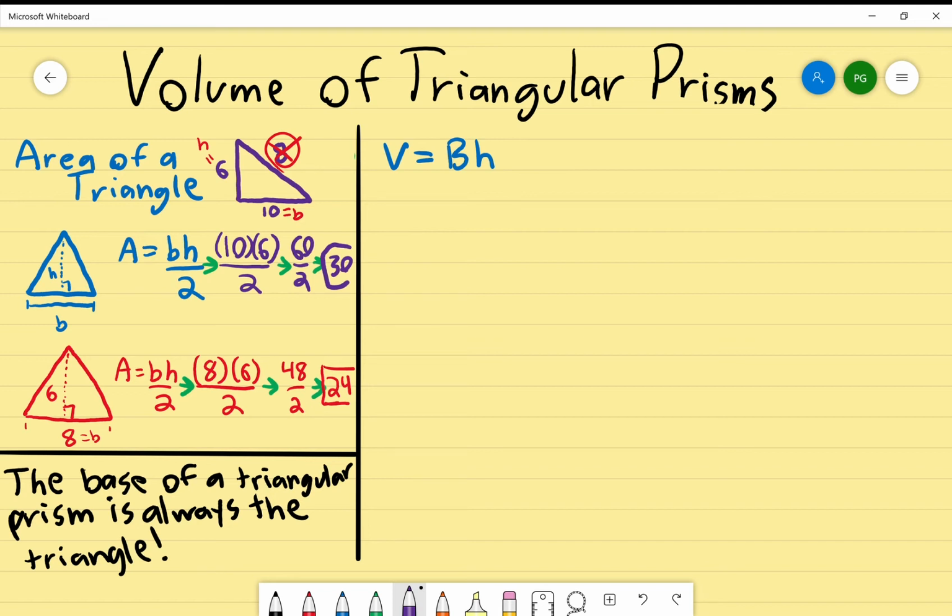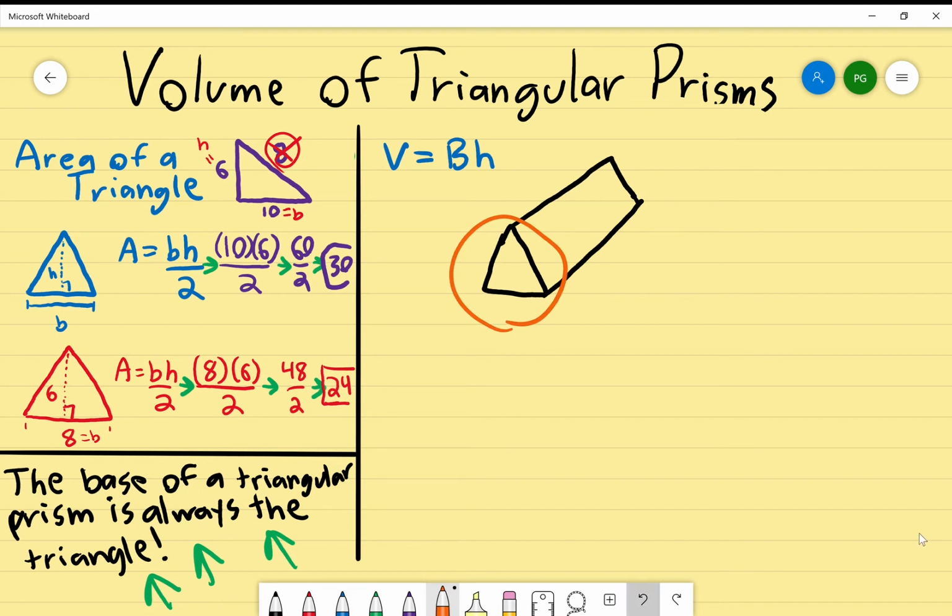Now let's move on to the volume of triangular pyramids. Notice this little handy note that I wrote down for you down here. The base of a triangular prism is always the triangle. Because I cannot draw at all, I just drew you a triangular prism on its side. The base is the triangle. It doesn't matter if it's standing up or on its side, it doesn't matter at all.